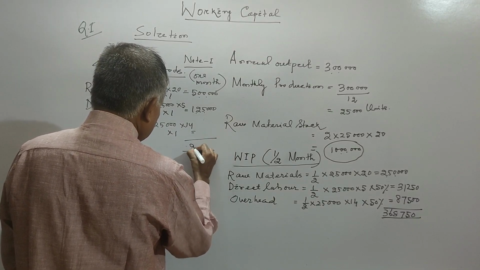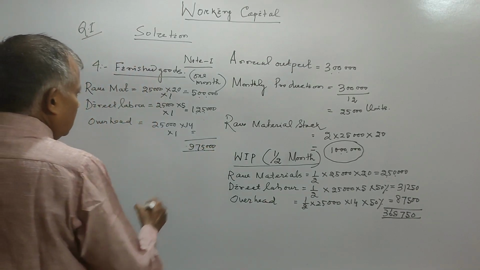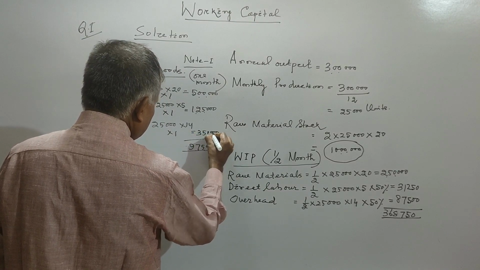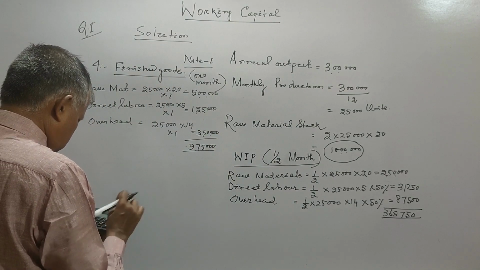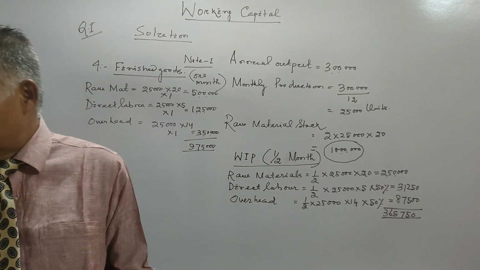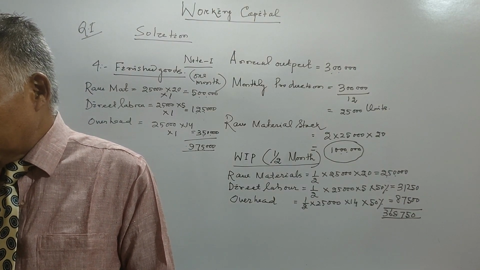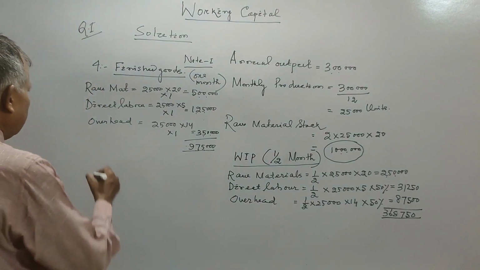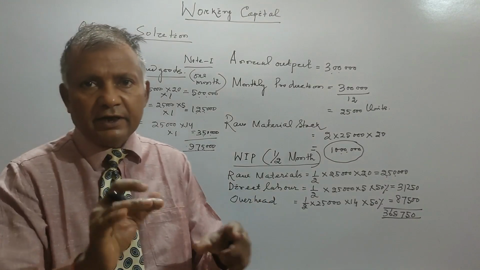Total comes to 9,75,000, right? And this is 3,50,000. So total 9,75,000 is your finished goods. Then supplier of material extend a month credit. Supplier of material, they are giving 1 month credit, that is your trade creditor.